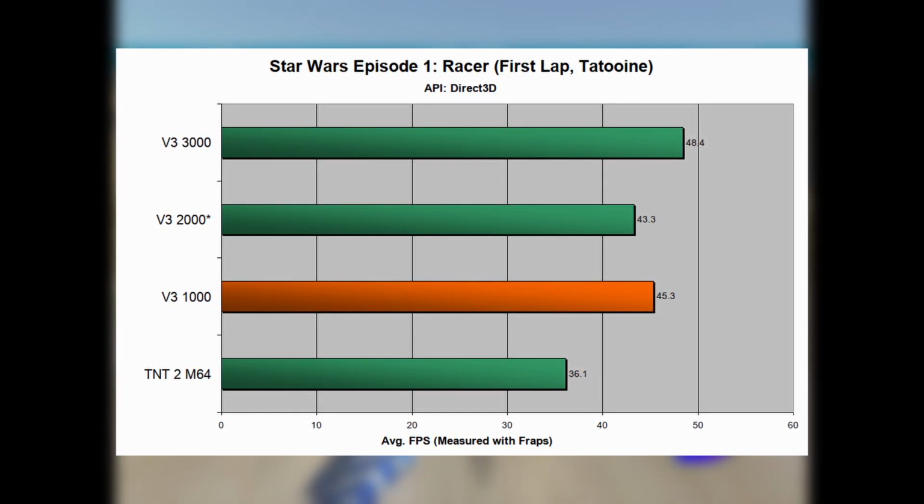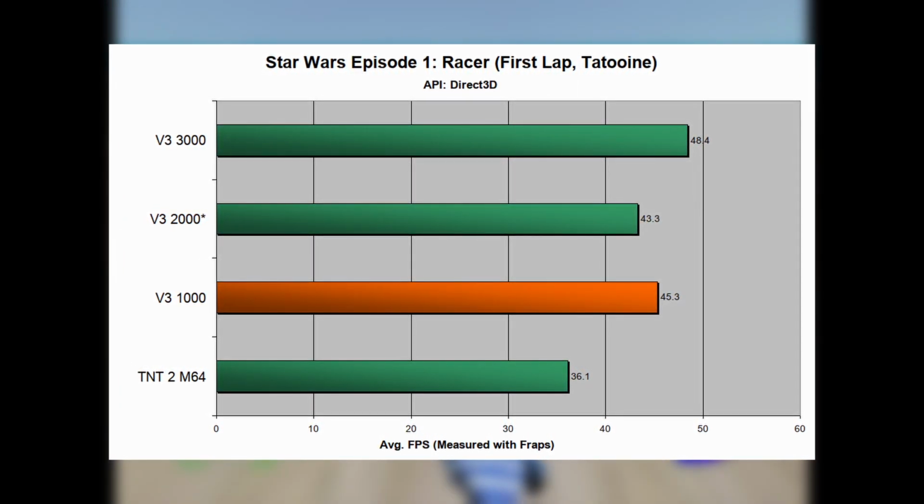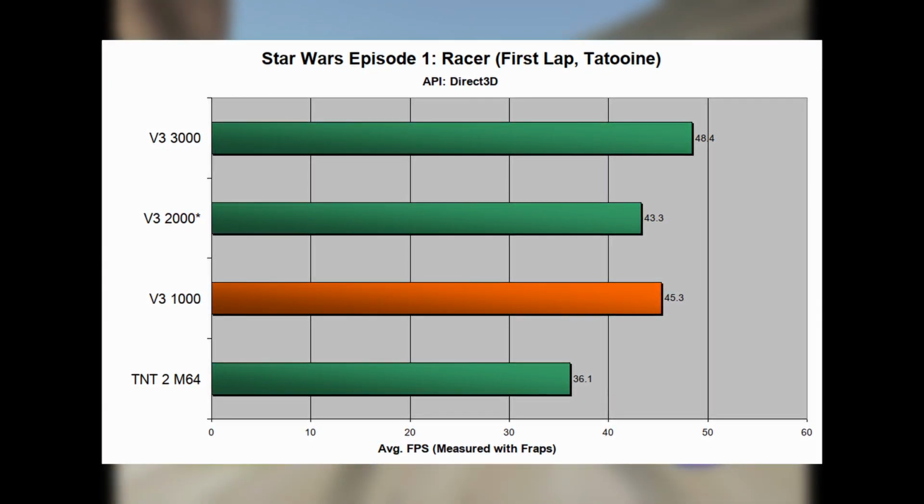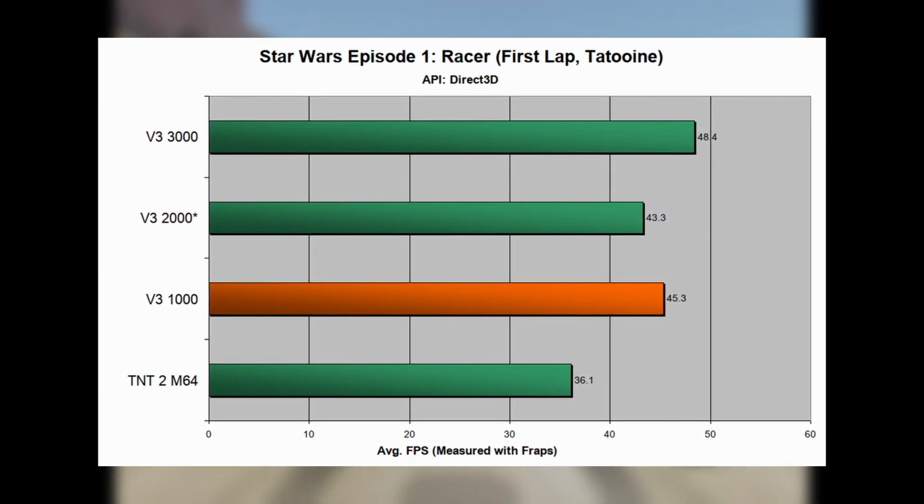Anyways, we're seeing results that have become kind of predictable at this point, with the 1000 having a slight lead over the 2000, while getting quite close to the 3000, and the M64 falling behind as usual.